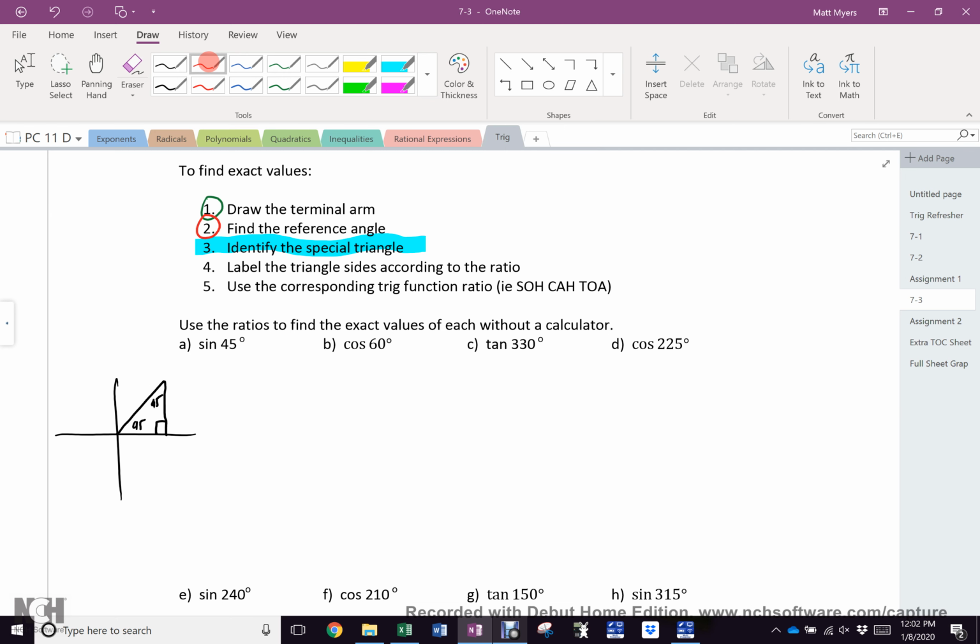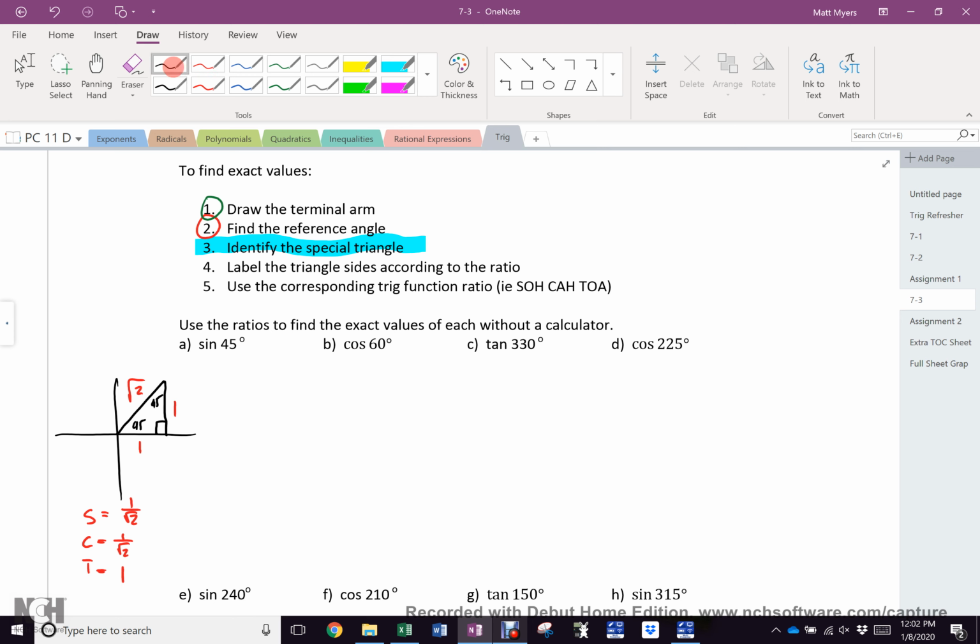Now let's put in our values. What's this? 1, what's this? 1, what's this? Root 2. And then all I want you to do is give me the sine, cos, and tan. Sine, 1 over root 2. Cos, 1 over root 2. Tan, 1. And they're all positive. Why? Because we're in the first quadrant. Ease peas, lemon squeezy, yeah?